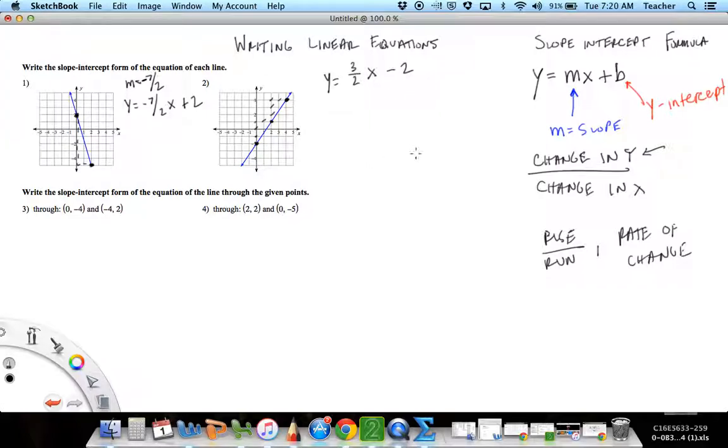All right. Now, let's say, for example, we don't have a graph, but we do have points. It's a very similar process, except we just don't have a coordinate plane to graph them on. So our first step is to find the slope between the 2 points. Now, there's a couple different ways to do this.